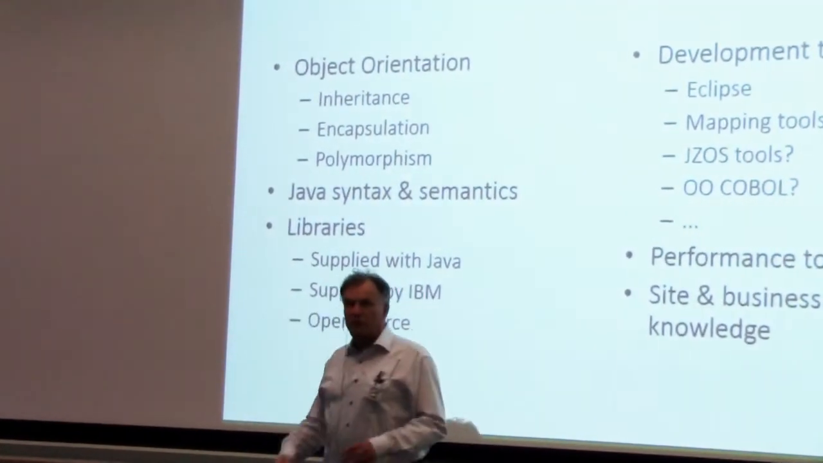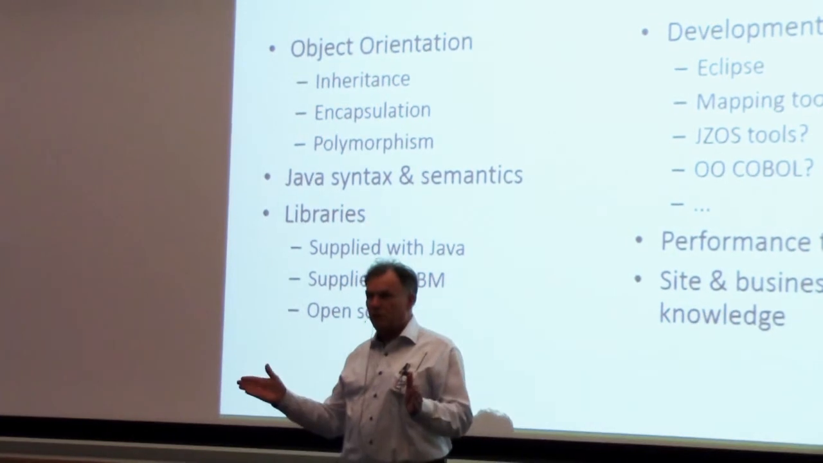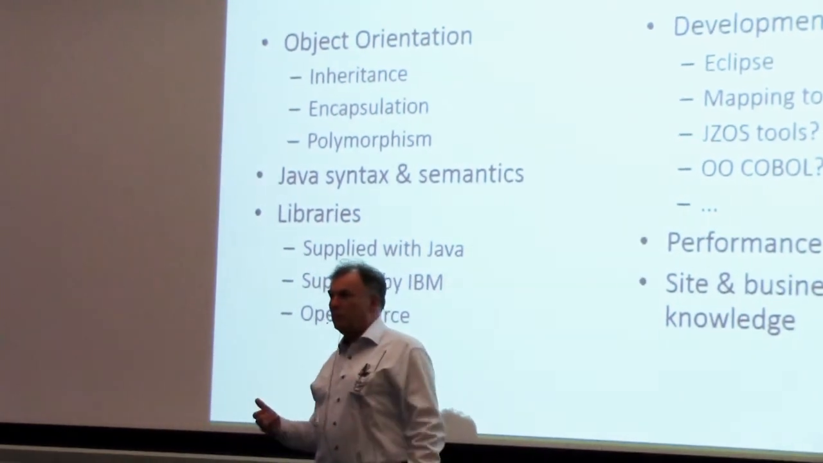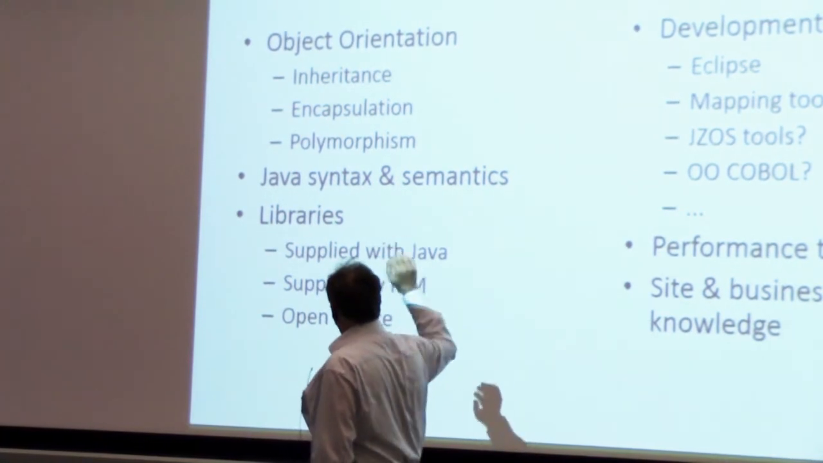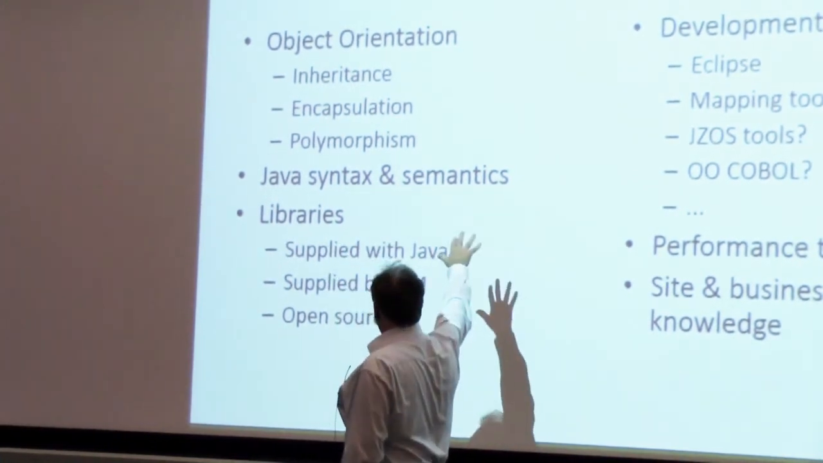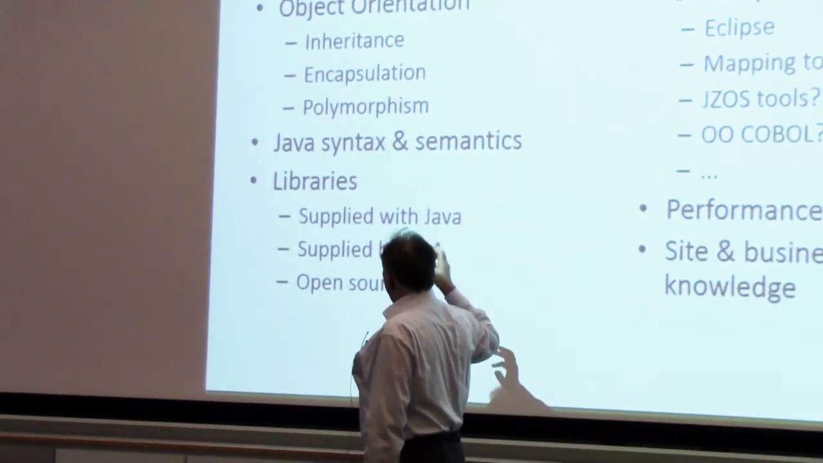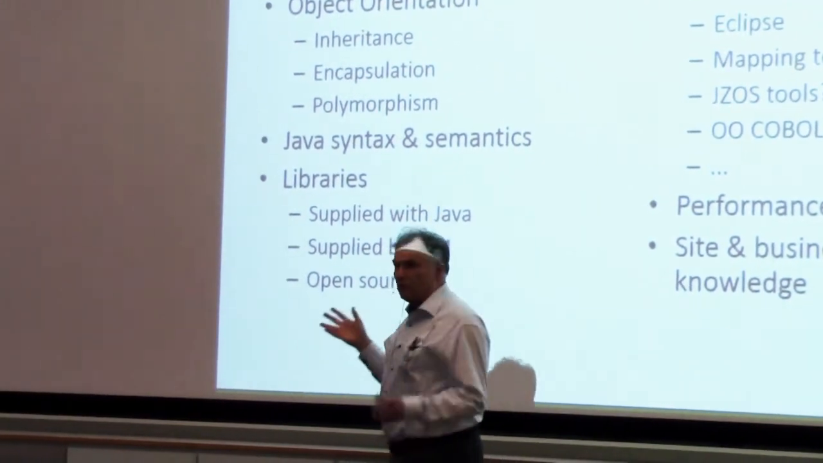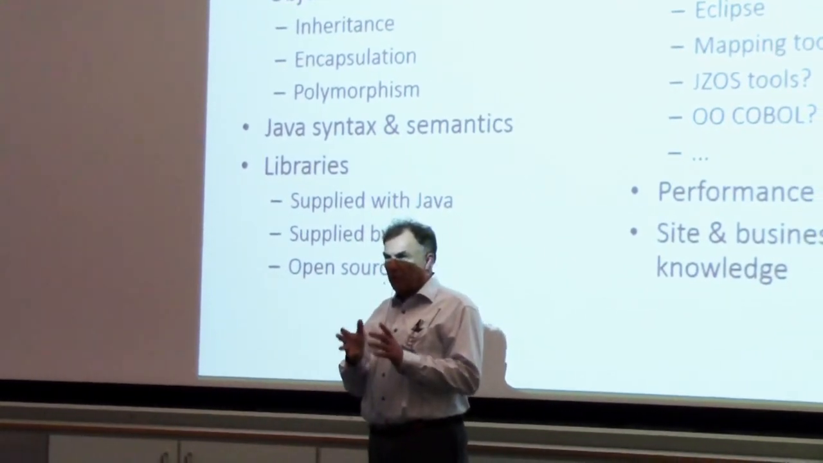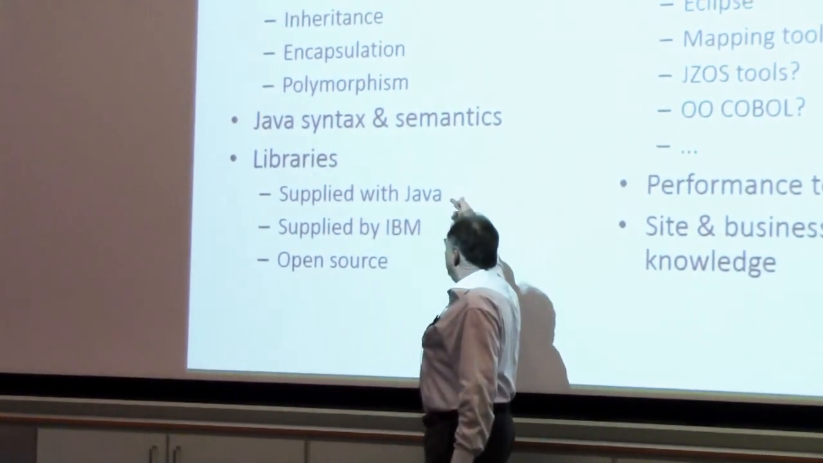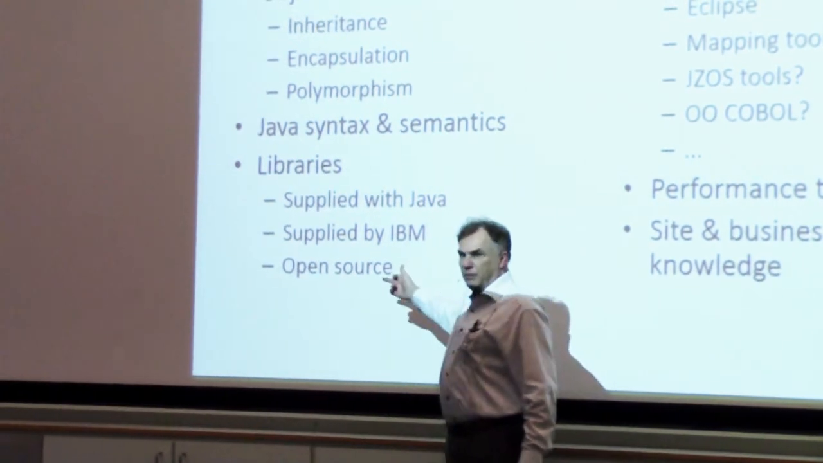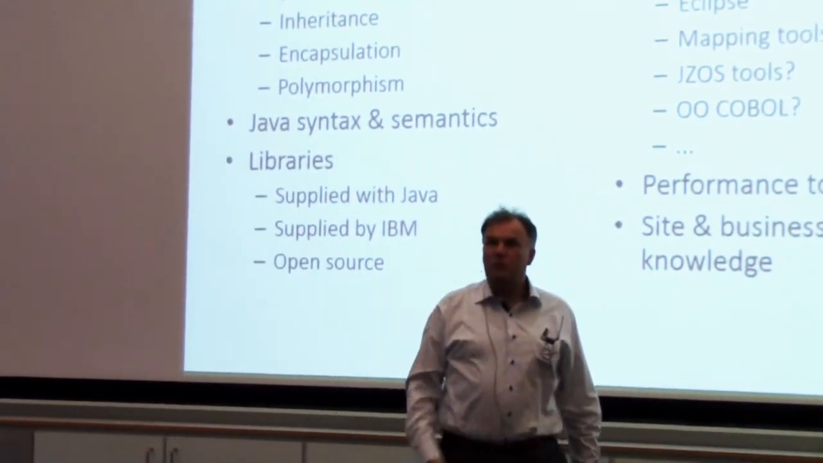A lot of Java code is really procedural code with Java classes. If you want to code real Java, real object-oriented, you should understand this. Then of course there's the syntax and semantics of the language. Java is rather a small language. Most of what's happening is happening through libraries, some of them with the language, some of them by IBM, and some of them picked up from open source.